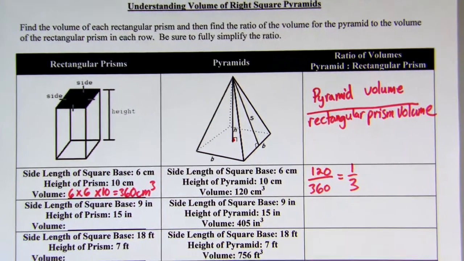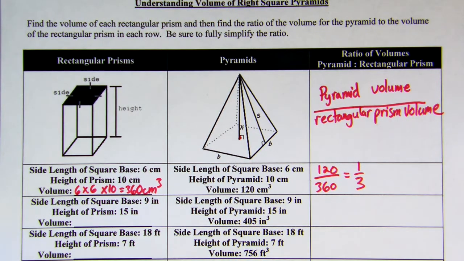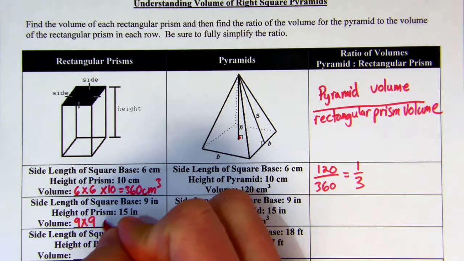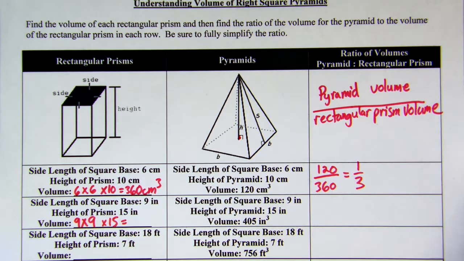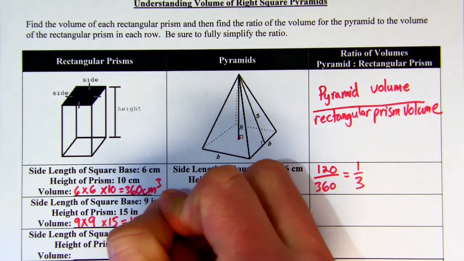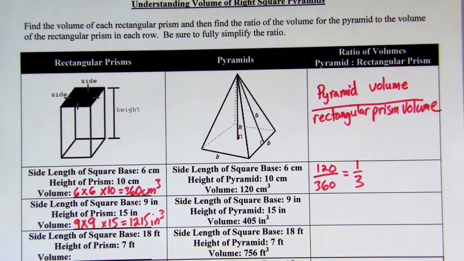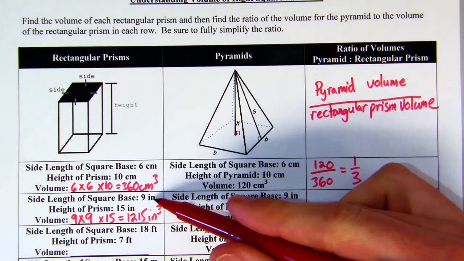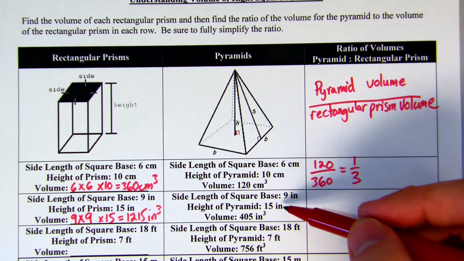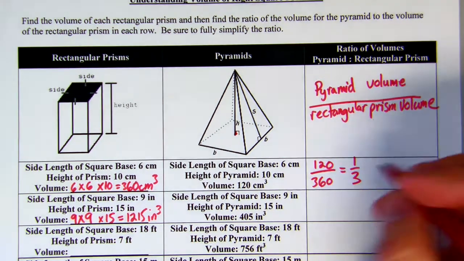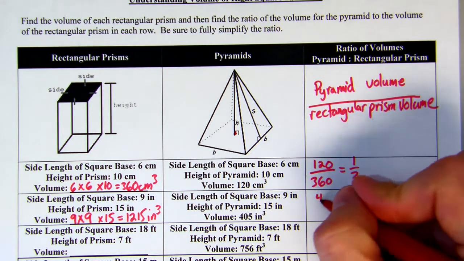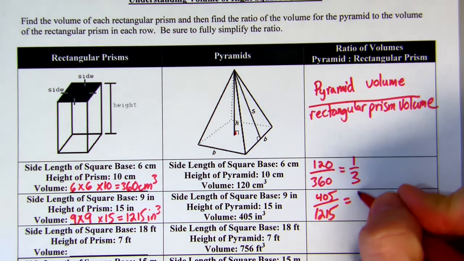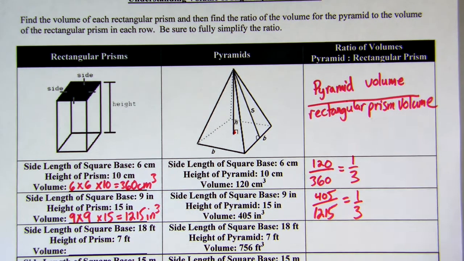Alright, number 2. We now have a square base of 9 and a height of 15. So for my square base, my length times width, I'm going to do 9 times 9. For the height, I'm going to do times 15. And I get an answer of 1,215 inches cubed. Now the side length for the base of my pyramid is 9, same as my prism, and the height for my pyramid is 15, same as my prism. And I get a volume of 405. So I'm going to put that into my ratio, 405 divided by 1,215. And when I simplify that, I notice that it is 1/3 as well.